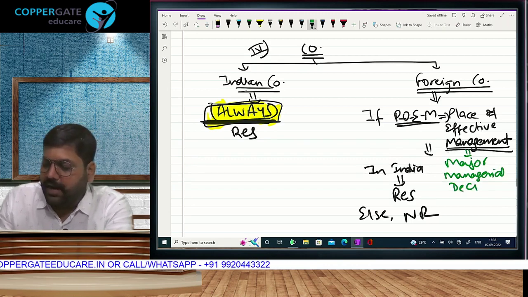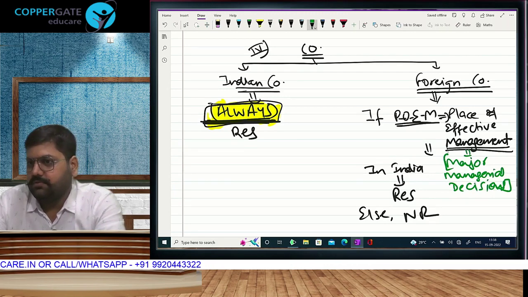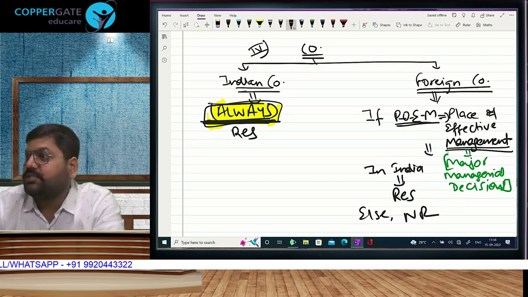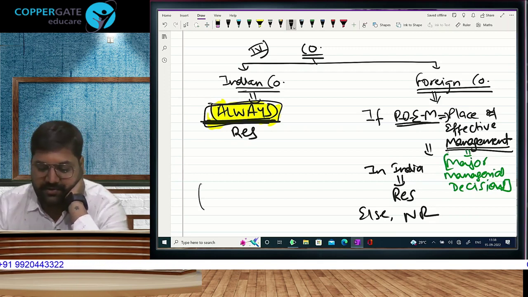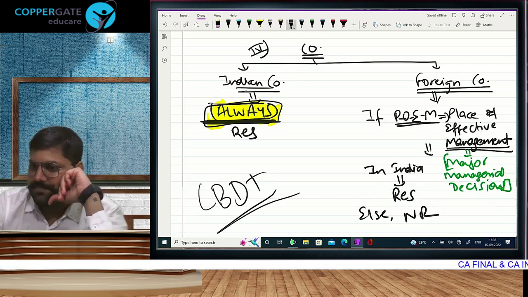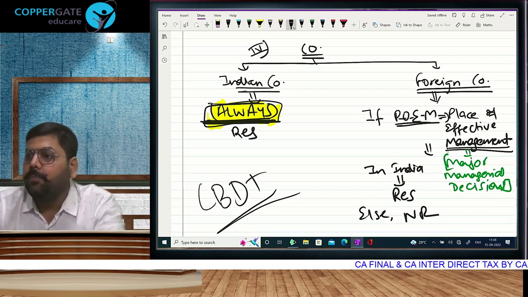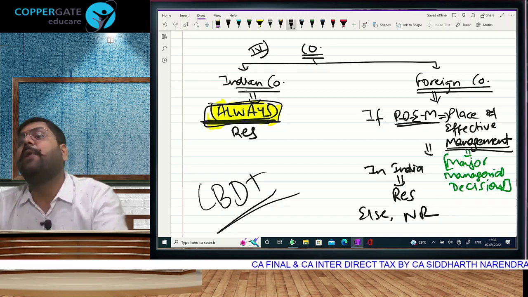The bada decision is your place of effective management. In CA final, there are actually circulars released by an organization called CBDT. Sir, what is CBDT? It is the daddy, papa, pops, abba, achan, father, babuji of the income tax department.